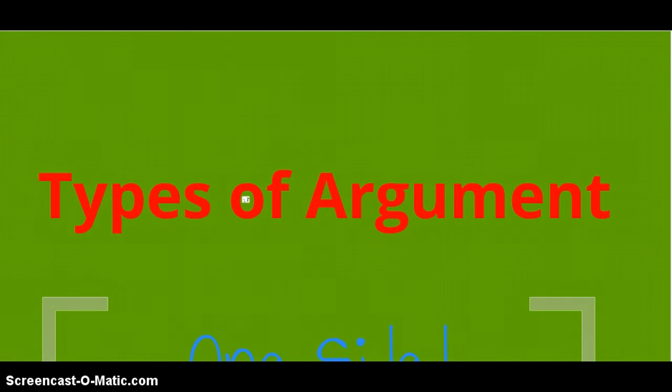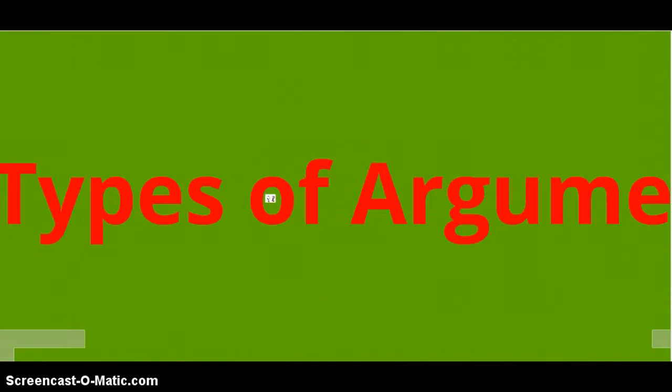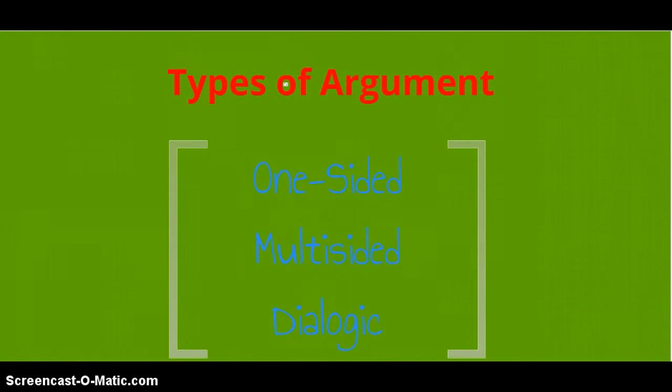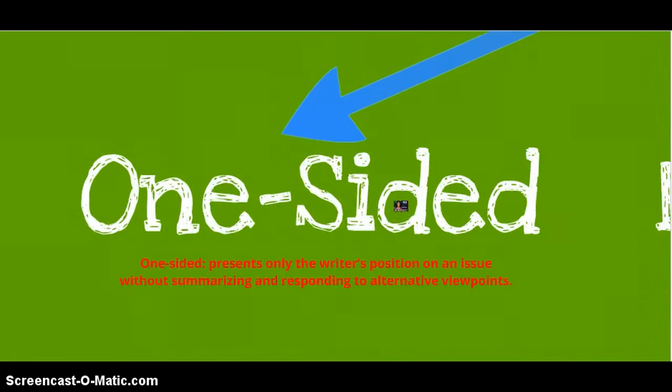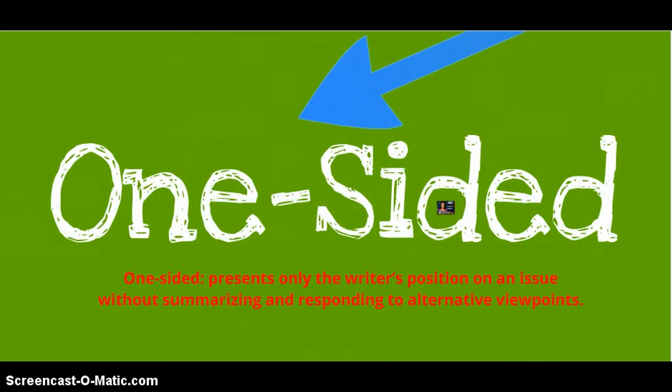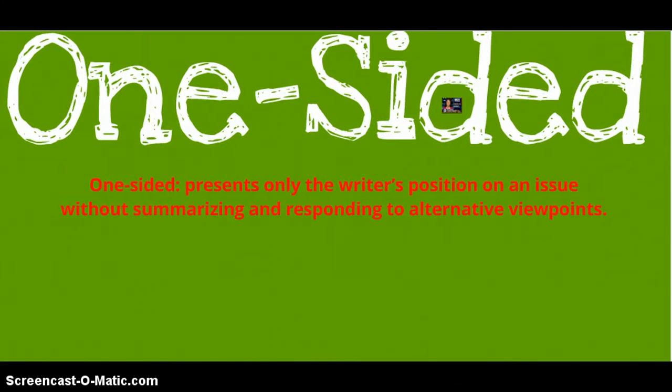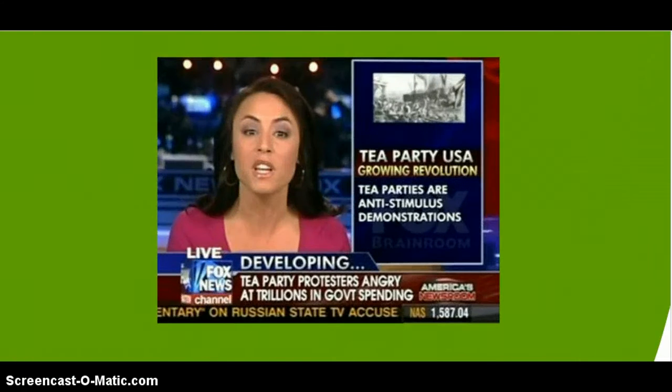Arguments can be classified into three categories based on their treatment of alternative views. Arguments are considered either one-sided, multi-sided, or dialogic. Let's consider these differences. One-sided arguments present only the writer's position on an issue without summarizing and responding to alternative views.